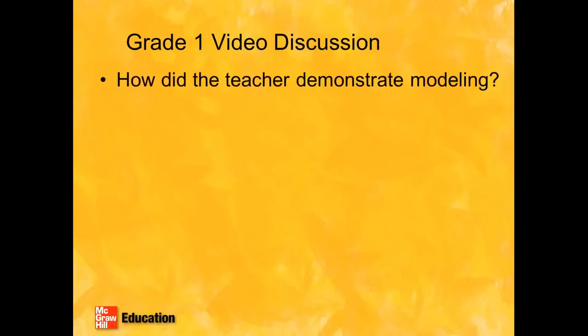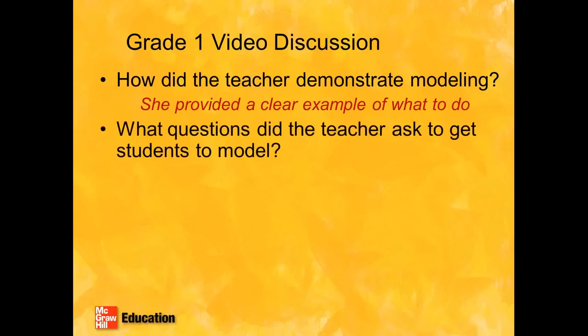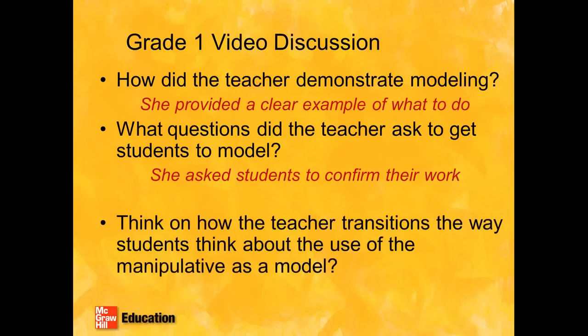All right, so as you saw, the teacher began to demonstrate the modeling. She used the device, the Elmo, as a way of showing students, making the connection between the manipulative use that they had at the concrete level with the pictorial representation that was represented on the page. And she provided a clear example of how the model would work, making the connection between what was shown on the page and what the students were to do. And the question she asked the students to help get them to model was to confirm their work as they were working through it.